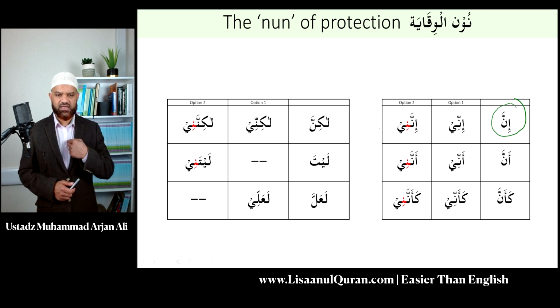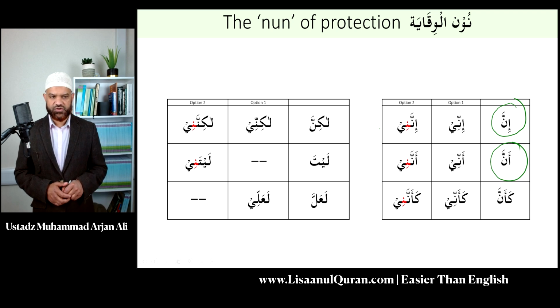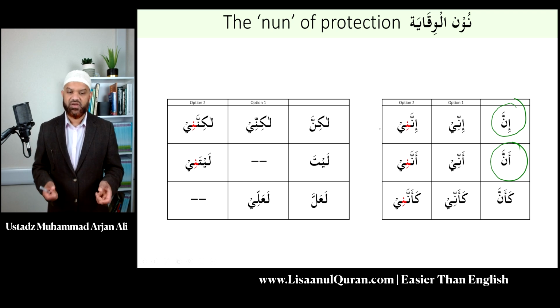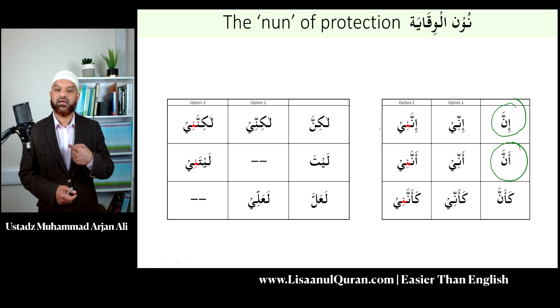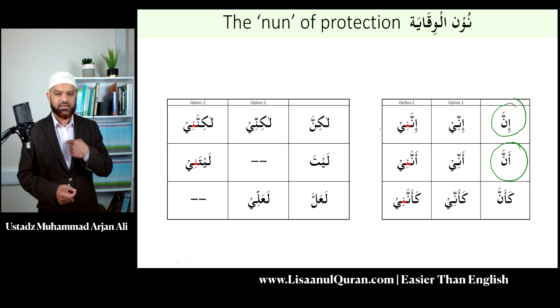We have inni and we have innani. The same is also with anna. We can have 2 versions. Anni and annani. Ka'anna, exactly the same. Ka'anni, ka'annani. Lakinna, exactly the same. Lakinni, lakinnani. There. But with laita, you only have 1 version. Laitani. With la'alla, you have only 1 version. La'alli, not the other one.